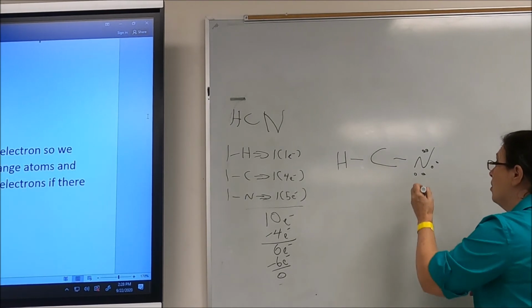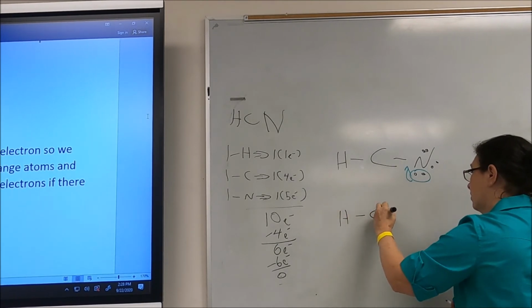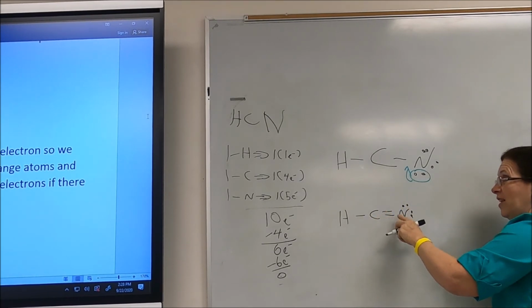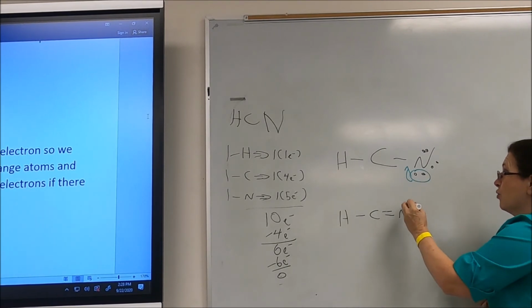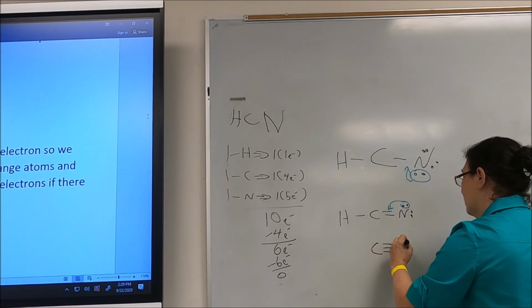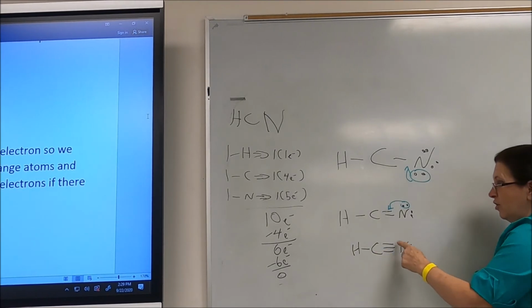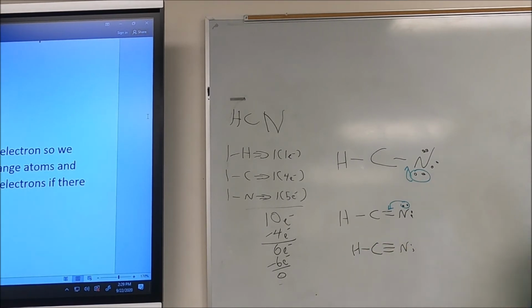Okay? Now, carbon only sees 4. So if I make a double bond, things are better. 2, 4, 6. Nitrogen sees 2, 4, 6, 8. So I'm going to have to make a triple bond. Fold another pair of electrons in. Looks like this. Nitrogen sees 2, 4, 6, 8. Carbon sees 2, 4, 6, 8. Hydrogen sees 2. Okay? So triple bond. And carbon and nitrogen can triple bond.